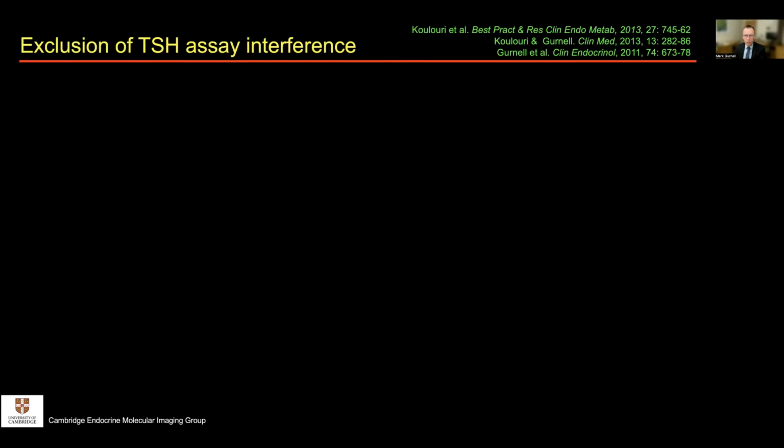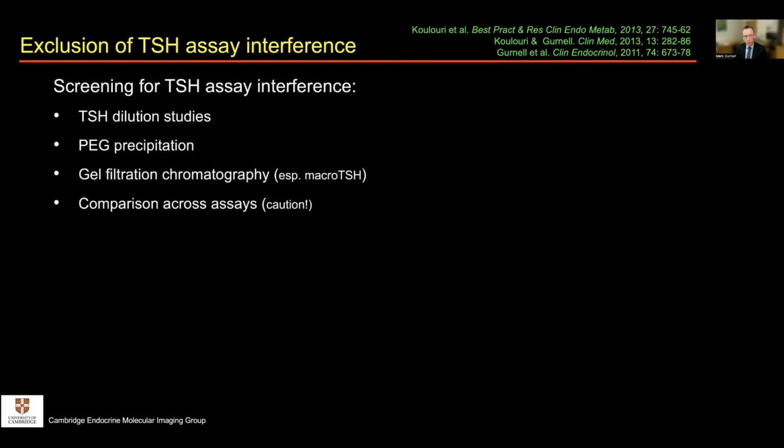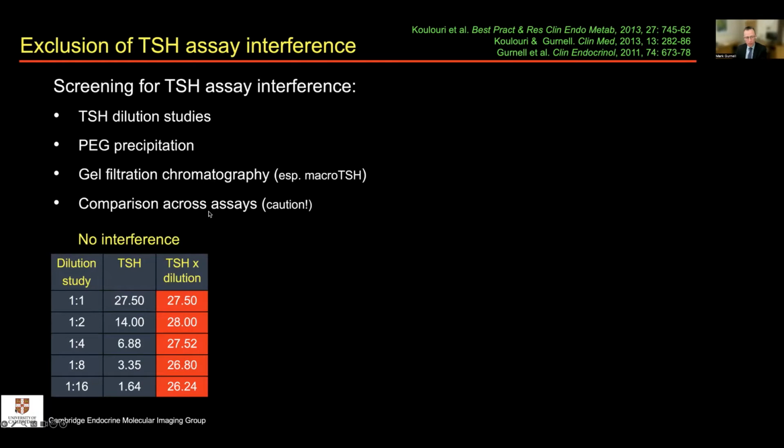How do we exclude assay interference? The key message is to talk to your laboratory, and they can perform a whole number of different studies: TSH dilution studies, PEG precipitation to remove interfering immunoglobulins, or gel filtration chromatography. I did actually show you how comparison across assays can be helpful, but I would urge caution here, because this is not always a reliable way, as you can have assay interference across multiple assays.